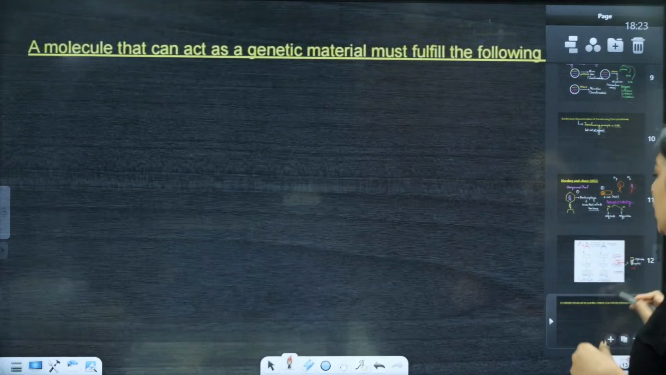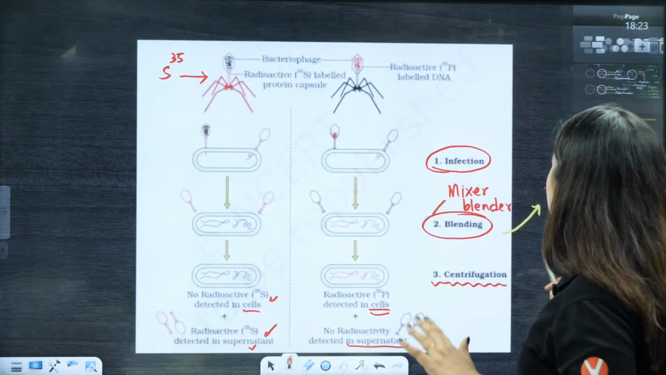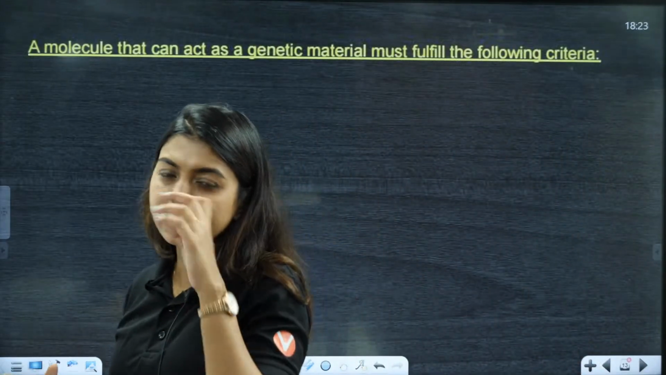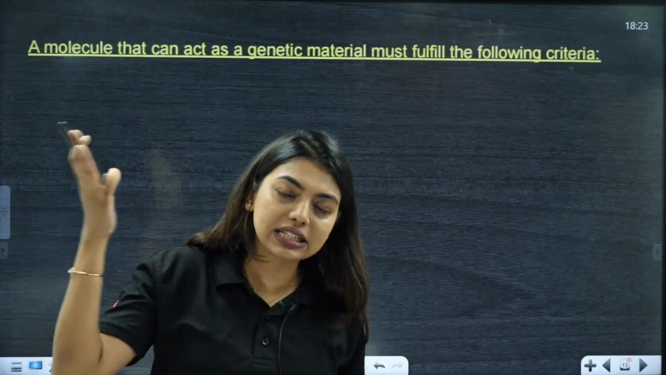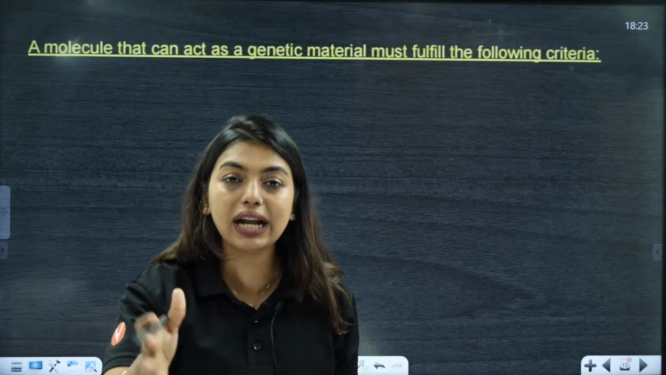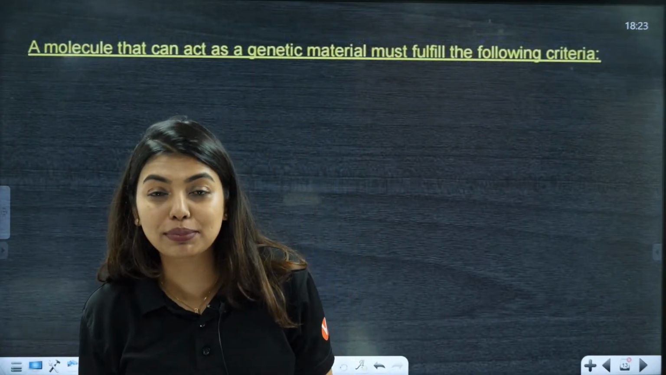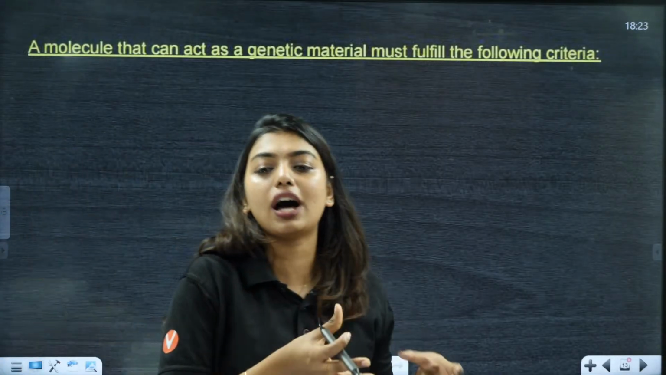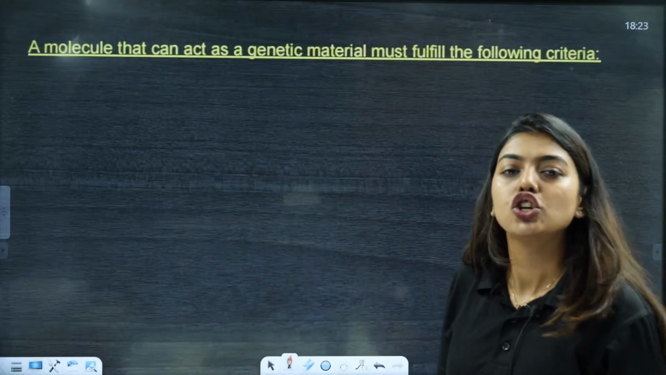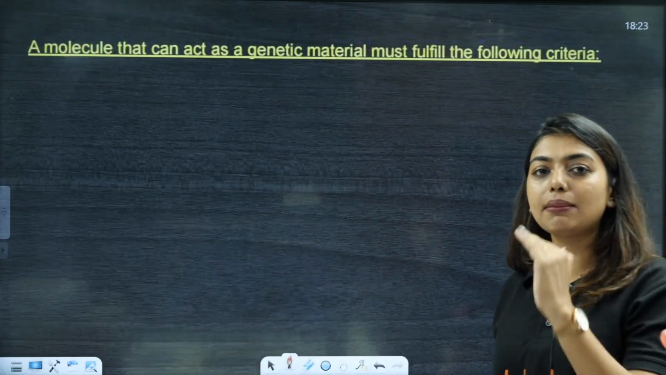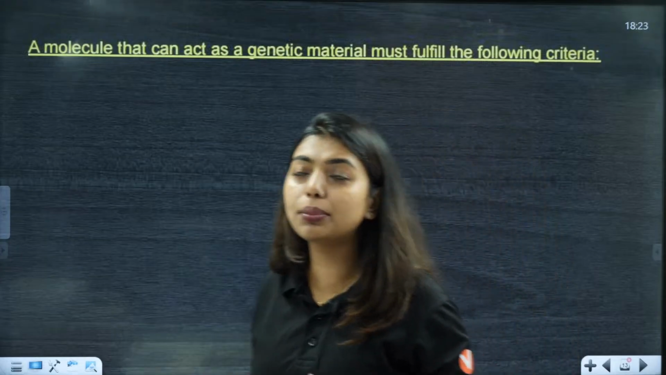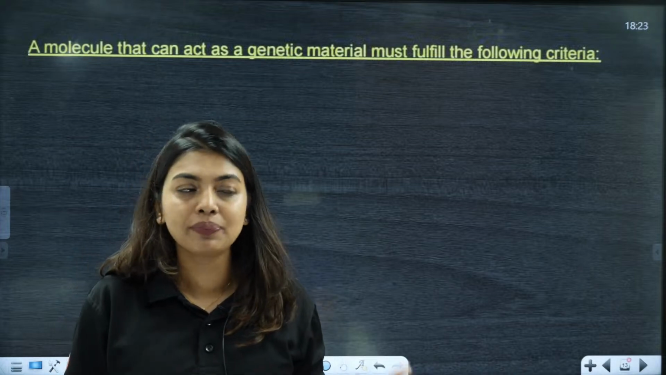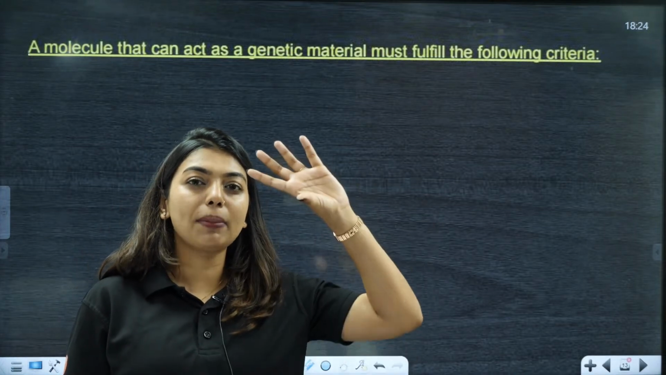Students, from this Hershey and Chase experiment, the ultimate proof is that we understood that DNA is the transforming principle. DNA is the one that transformed the heat-killed S strain to the R strain. Understood? To prove that, we needed the Hershey and Chase experiment, because the McLeod and McCarty experiment had a little less clarity.